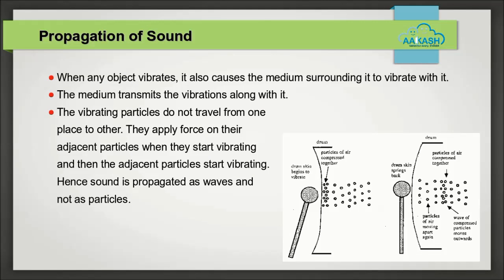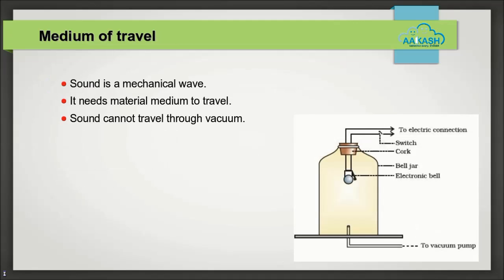Propagation of sound. When an object is vibrating, it also causes the medium to vibrate. The particles of the medium which start vibrating also exert force on adjacent particles which then start vibrating. In this way, the medium transmits vibrations along with it. Note that the vibrating particles do not travel from one place to another. They only affect their adjacent particles. This means sound is propagated as waves, not as particles.